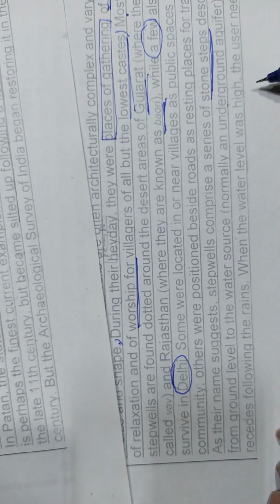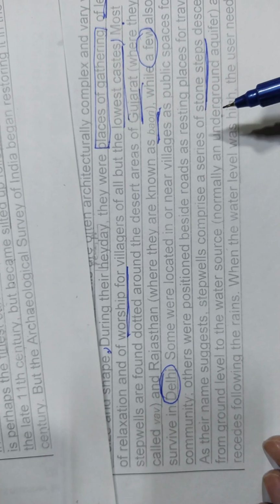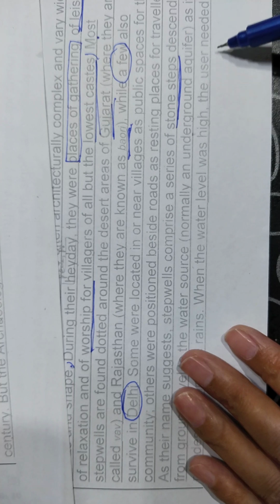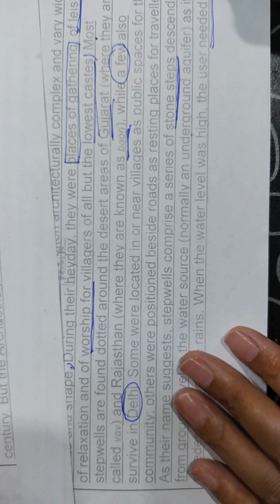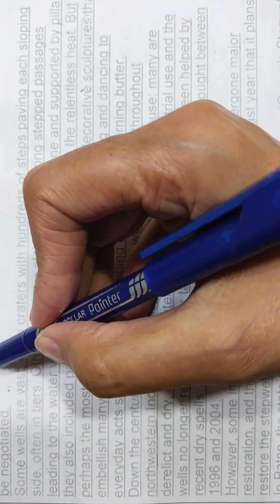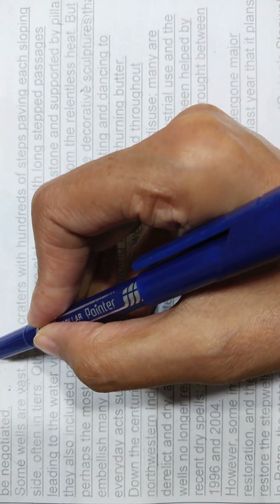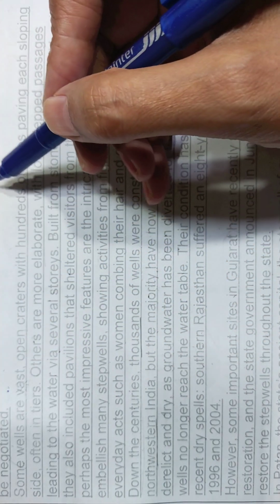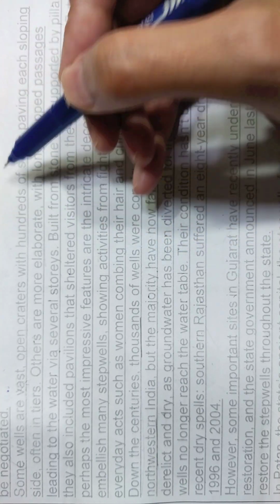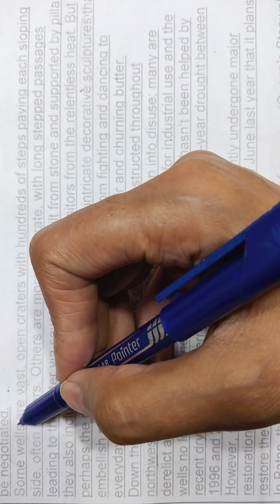So let's talk about when the water level was high, the user needed only... These words are very important to find out the answer for your true false not given and for MCQs. So be careful: to descend a few steps to reach it. When it was low, when the water is low, the user needs to descend a few steps. So several levels would have to be negotiated.